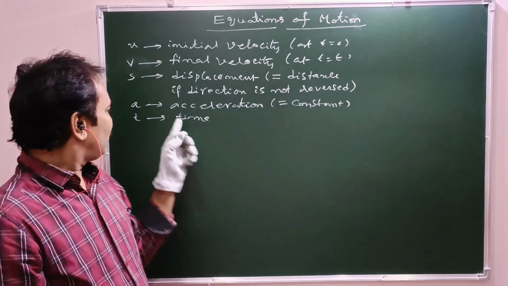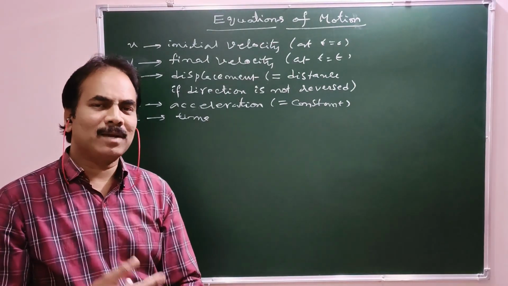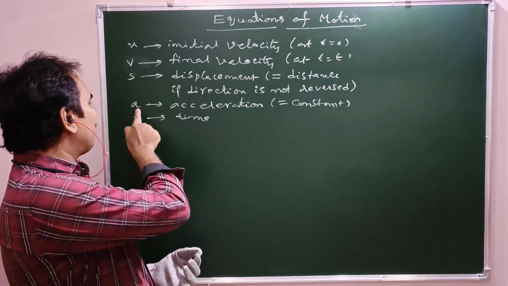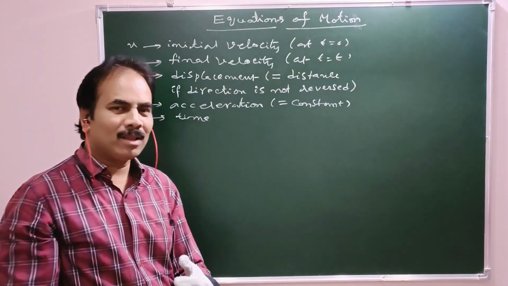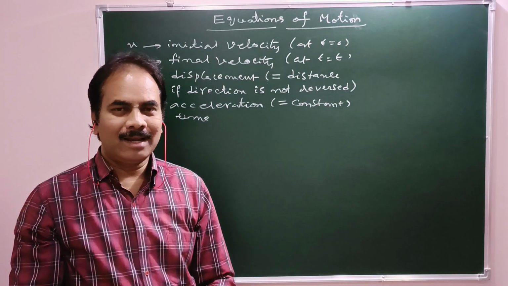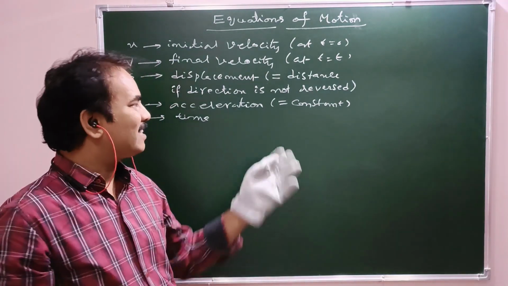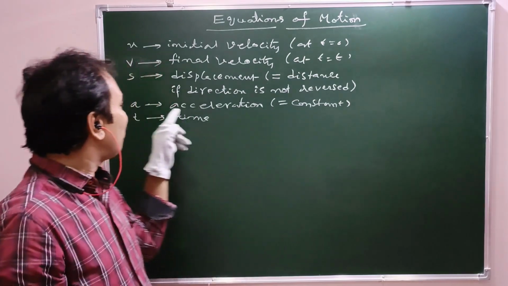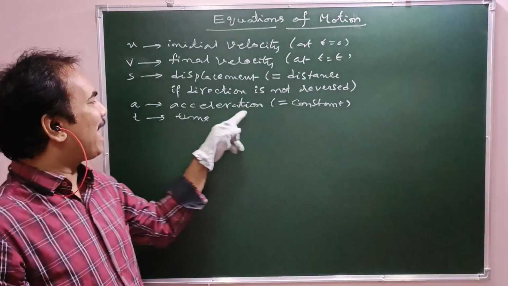Now coming to acceleration. Whatever acceleration is possessed by that particle is denoted by the letter small a. Here acceleration is constant. Whatever equations we are going to discuss now are valid for accelerated motion only, but uniformly accelerated motion. These expressions are valid for uniformly accelerated motion.